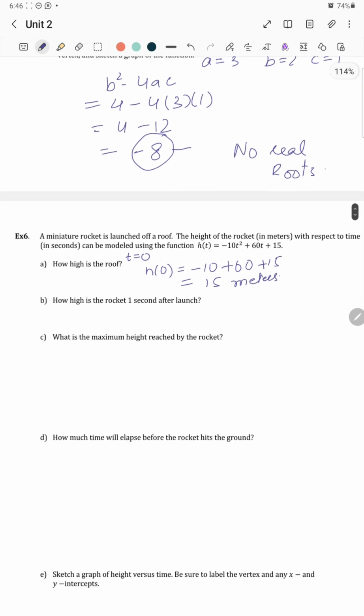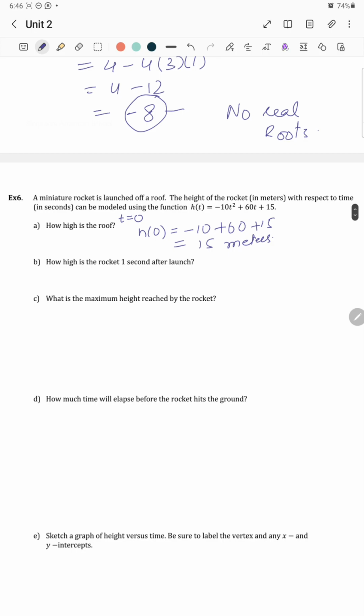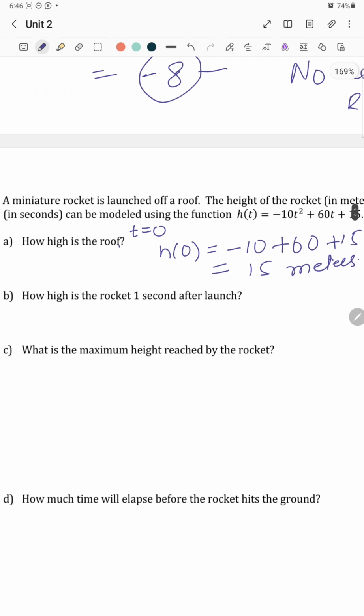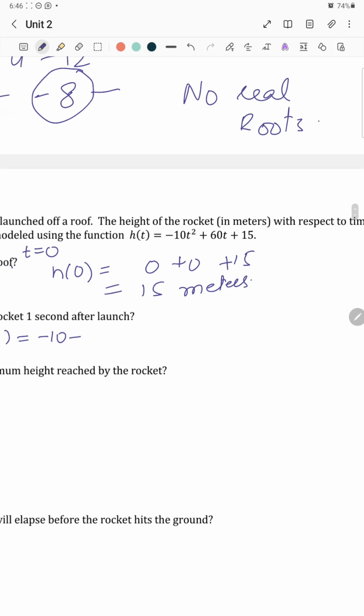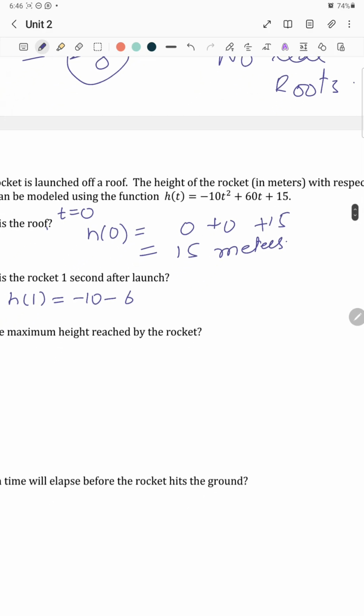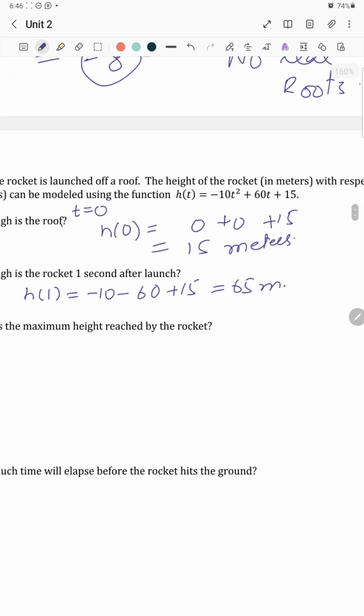Okay. How high is the rocket 1 second after launch? So for the roof, t is equal to 0. Here it is after 1 second, so it will be t equal to 1. So h(1) is equal to -10 plus 60 plus 15, and it's going to give us 65 meters.